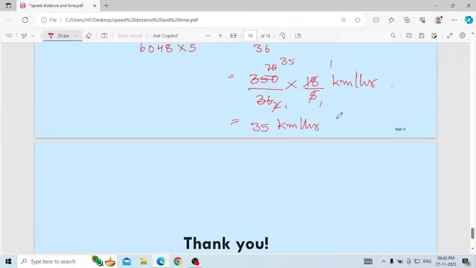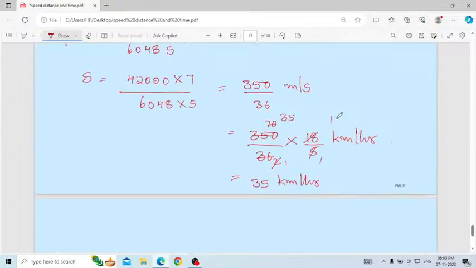To convert meter per second to kilometer per hour, you have to multiply by 18 by 5. If you want to convert kilometer per hour to meter per second, take the reciprocal of this one, 5 by 18. That is the shortcut.